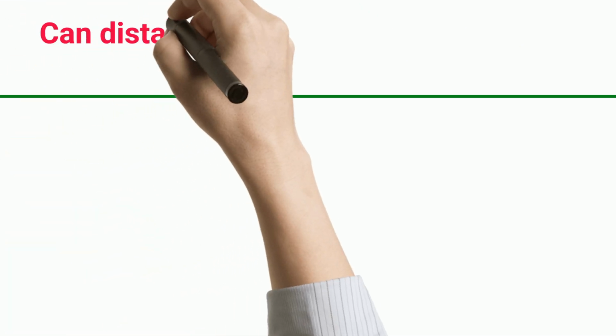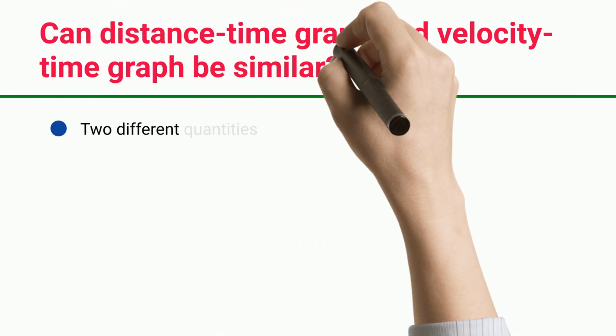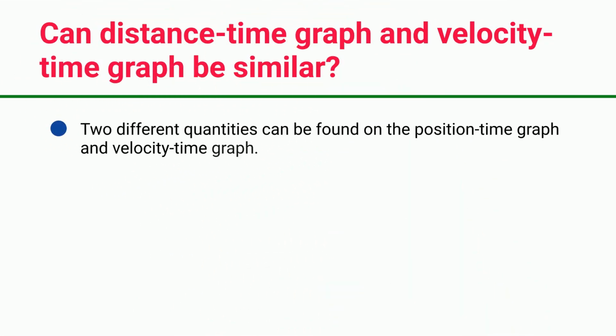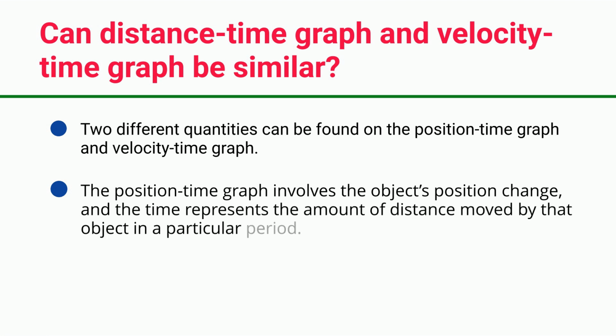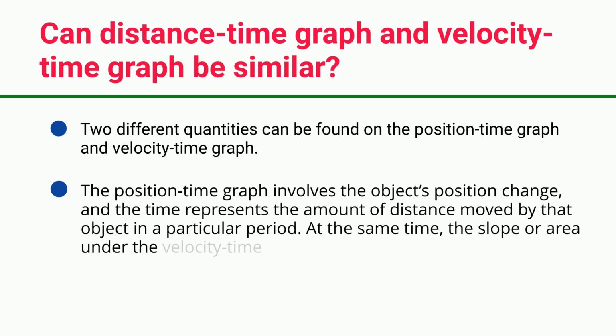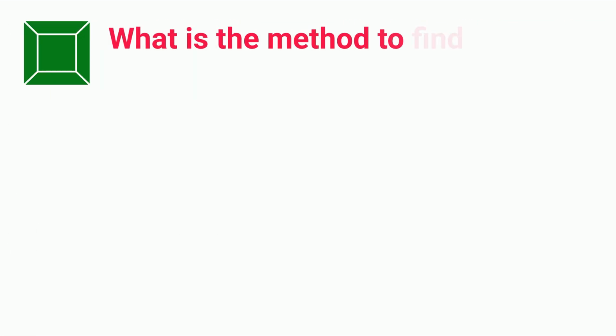Can a distance time graph and a velocity time graph be similar? Two different quantities can be found on the position time graph and velocity time graph. The position time graph involves the object's position change, and the time represents the amount of distance moved by that object in a particular period. At the same time, the slope or area under the velocity time graph line indicates the object's acceleration within a particular time.